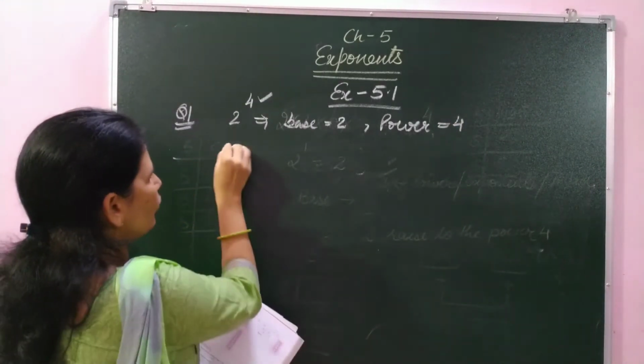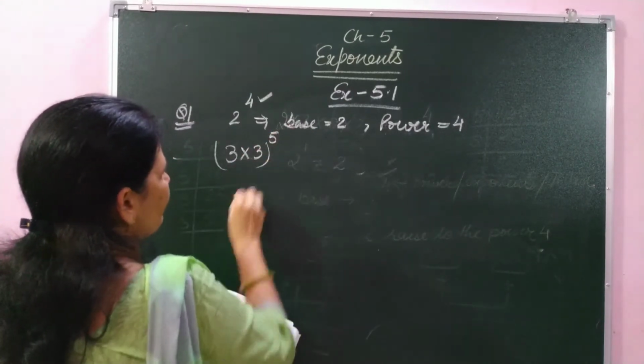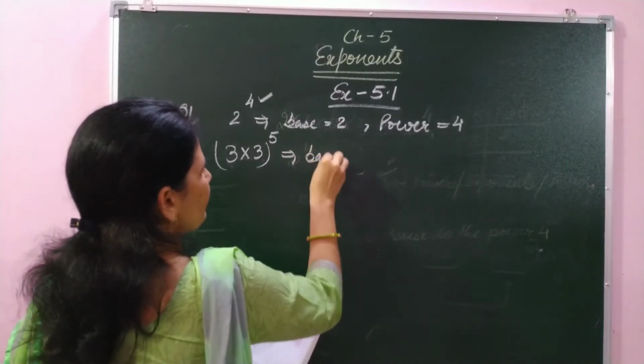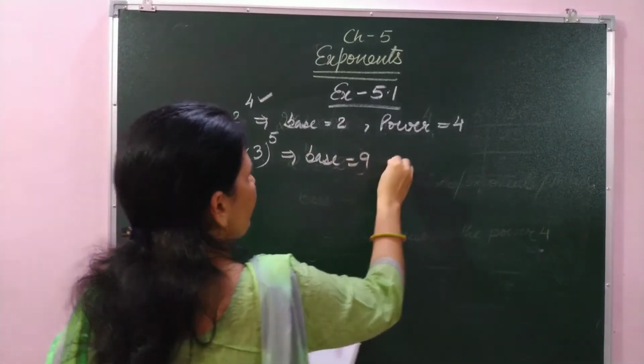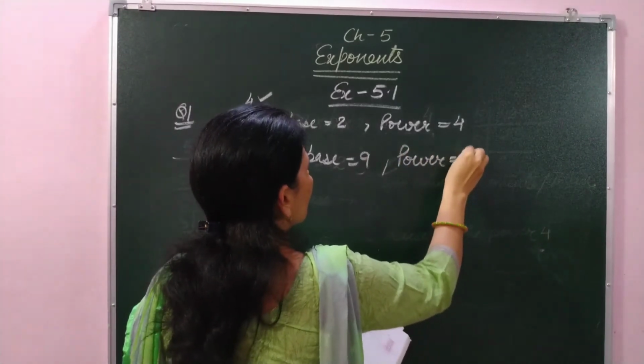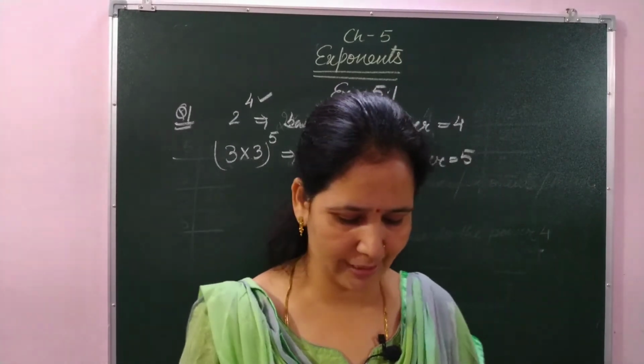I am taking one more, 3 multiplied by 3 and raised to the power 5. So 3 3s are 9. So here we can say students, base is 9 and power is 5. Okay, so this way you have to solve question number first. Let's move to question number second.